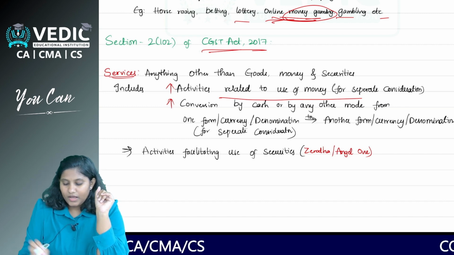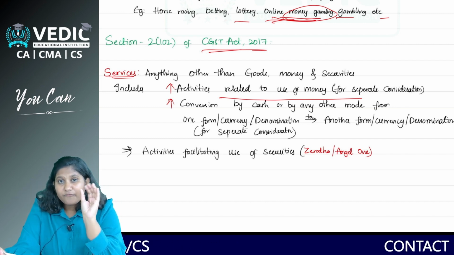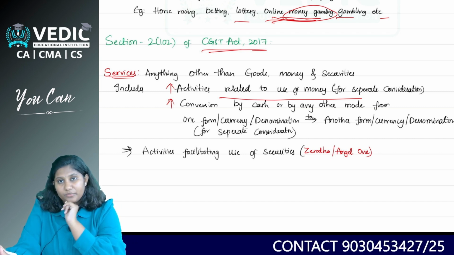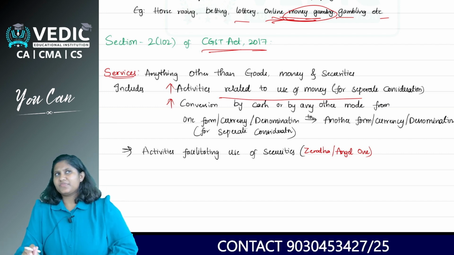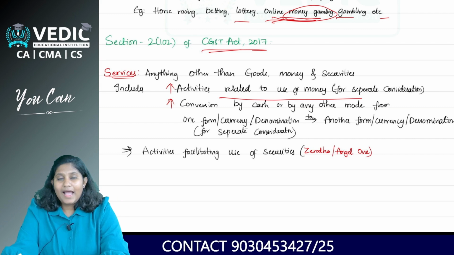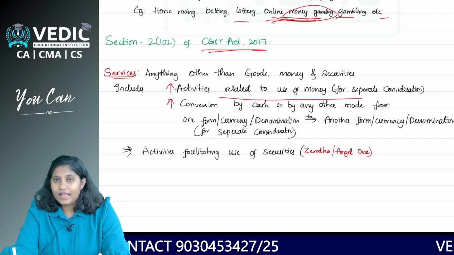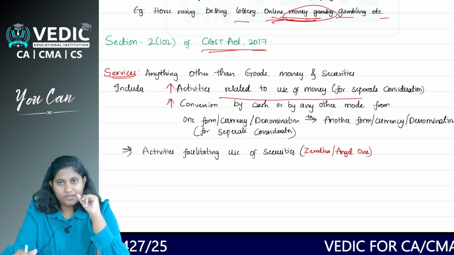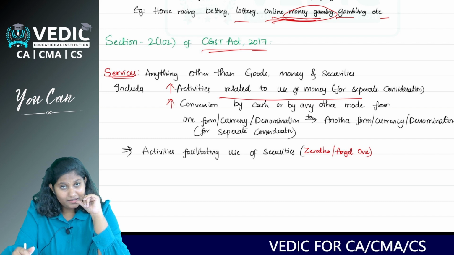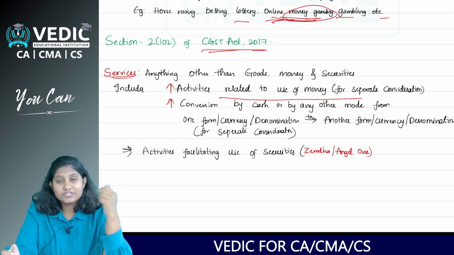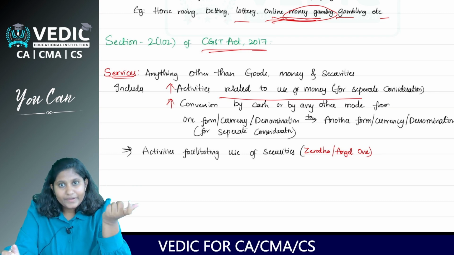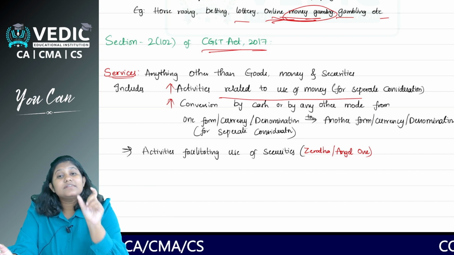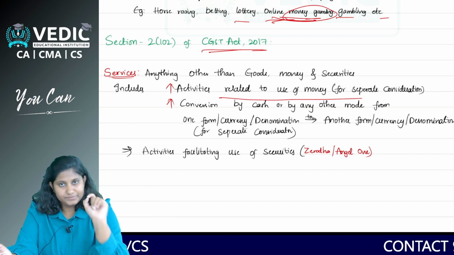Okay, next. Conversion by cash or by any other mode from one form of currency denomination to another form of currency denomination, for which separate consideration is charged. Suppose my sister is in the US. I have to send her some 5 lakhs. I'll go to the bank, give my Indian rupees of 5 lakhs and ask to convert into dollars and send it to my sister. Will the bank do it for me freely? No, right? They'll ask me for some conversion charges. They're providing me a service, in return they're asking for some consideration. GST will be levied on that service also.